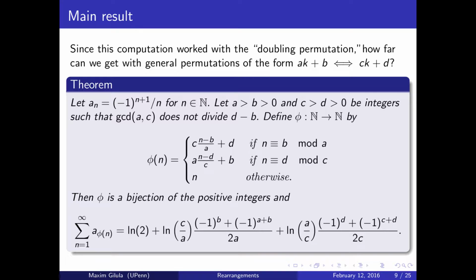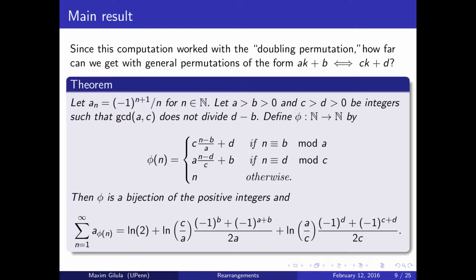And if we define this permutation, which is just a more rigorous way of writing switch AK plus B with CK plus D. So I had something AK plus B, I subtracted B, I divided by A, so I get K, I multiply by C and add D. So AK plus B went to CK plus D. And CK plus D went to AK plus B. And all the other terms are not moved. Then phi is a bijection, and the new sum converges to that thing.